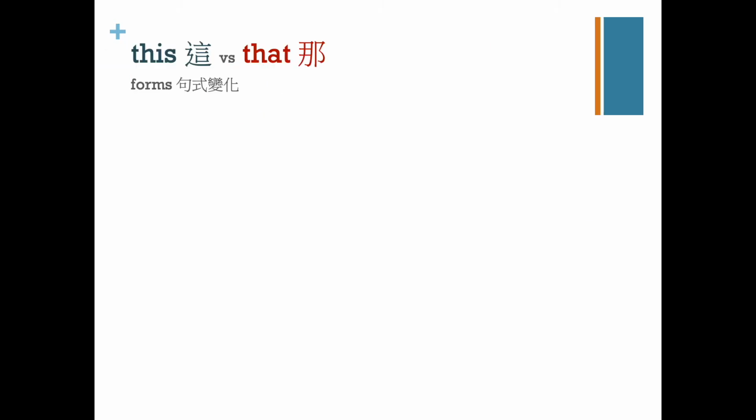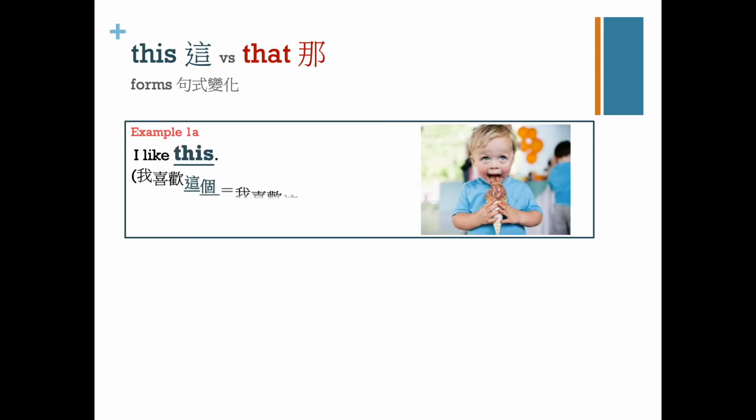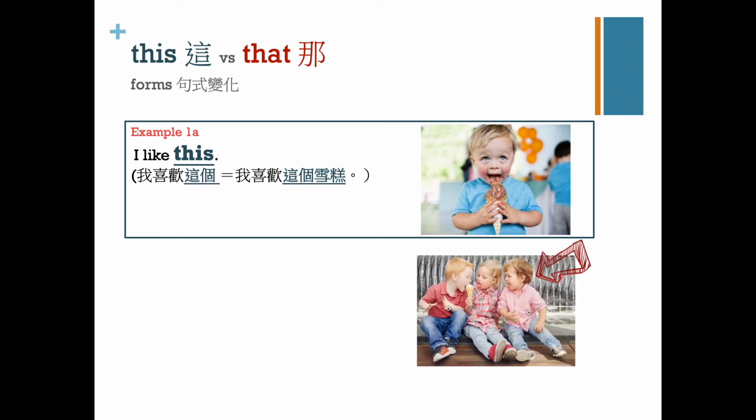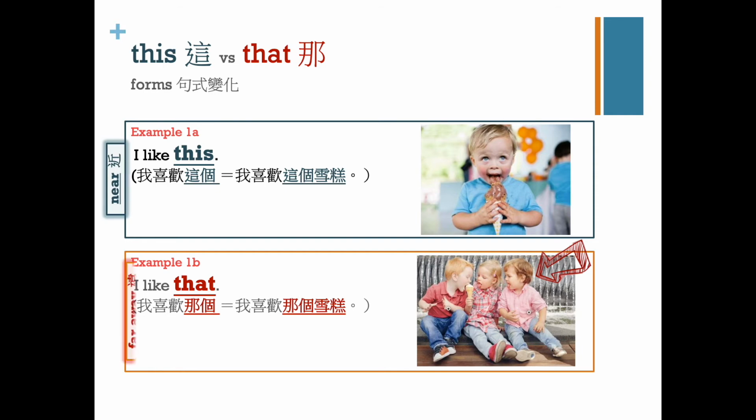Now, let's do a revision on the sentences we have talked about. The first one, the baby says, I like this. He means this ice cream. While the other baby on the right, he says, I like that. I like that ice cream. When something is near you, close to you, you use this. If something is far away from you, you use that.